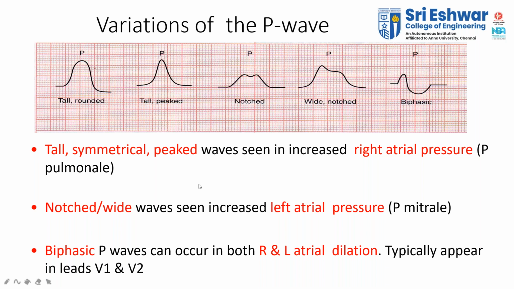A tall, symmetric, peaked waveform is seen in increased right atrial pressure. So if you have more pressure, then this tall symmetrical and peaked waveform will be generated under the P category, right? Notched and wide is seen in increased left atrial pressure. Atrial pressure is reflected in the P waveform. Either right or left, that pressure is reflected in the P waveform. If you go for biphasic P waveforms, both right and left atrial dilation will appear. So depending upon our contraction and expansion, the P waveform will vary.